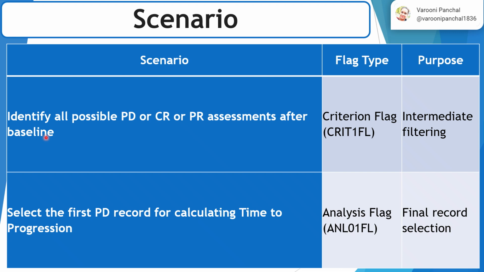Scenario: identify all possible PD, CR or PR assessments after baseline. Generally the criterion flag is the intermediate filtering. Whereas when we select the first patient record for calculating time to progression, in such scenarios we will use the analysis flag, that is the final record selection.